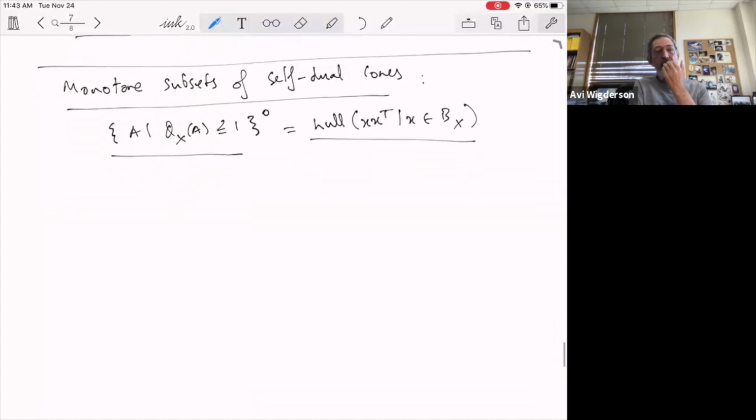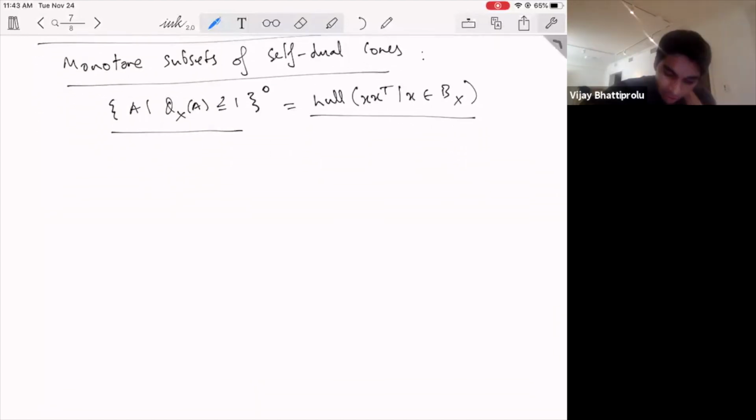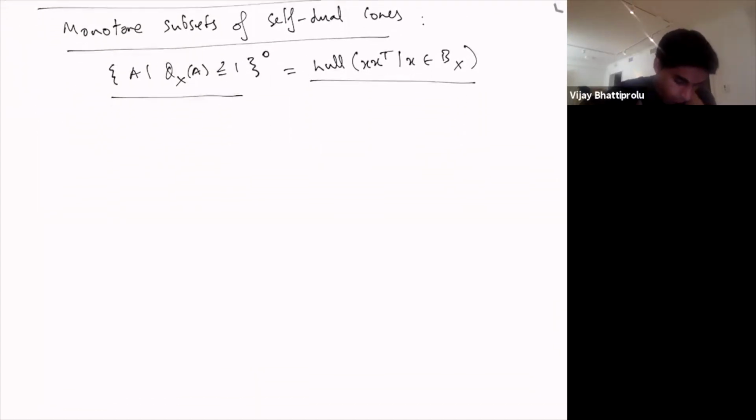Okay, so to combat this issue, we actually define a new, I mean not us in our paper, I'm sure this operation is well known, when you have a downward closed subset of a self-dual cone K.